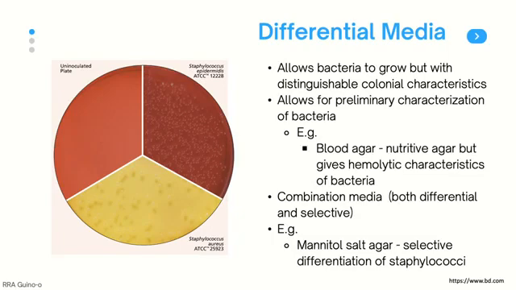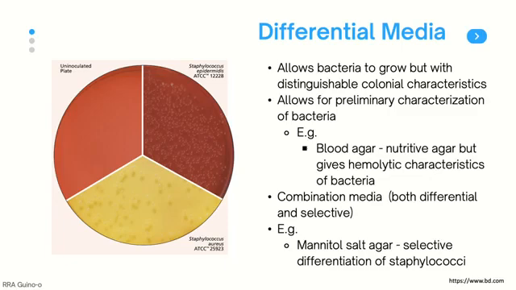Next, we have differential media. This kind of media allows bacteria to grow with distinguishable colonial characteristics, and this allows us to have a preliminary characterization of our bacteria. One example, which we saw earlier, was the blood agar. And blood agar is a nutritive agar that allows all types of organisms to grow, but since it contains blood, it allows us to view the hemolytic characteristics of bacteria, which can be used to partially identify them.